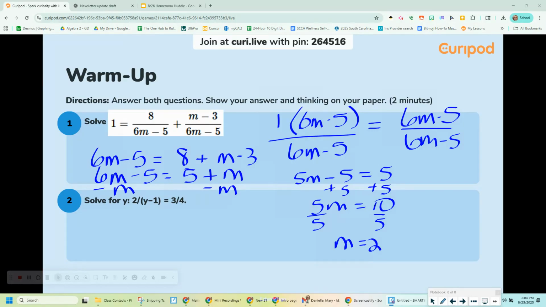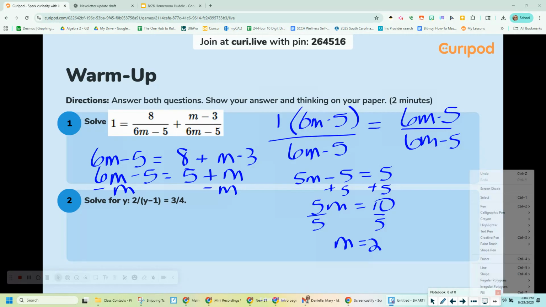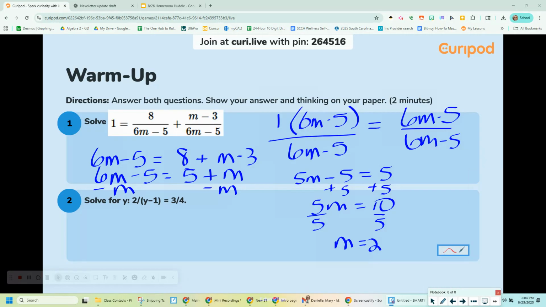Now, what did I forget to do? At the very beginning, I should have set the denominator equal to 0 to find my undefined terms. So let's go ahead and go back to do that. 6m minus 5 is my denominator. I'm going to set that equal to 0 and solve. 6m equals positive 5 and m equals 5 over 6. Okay, so my m cannot equal 5 over 6. So I got m equals 2.